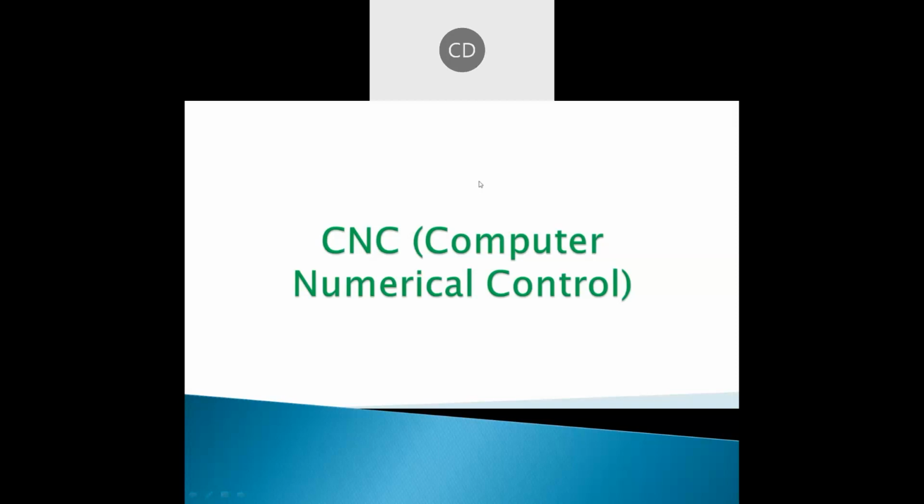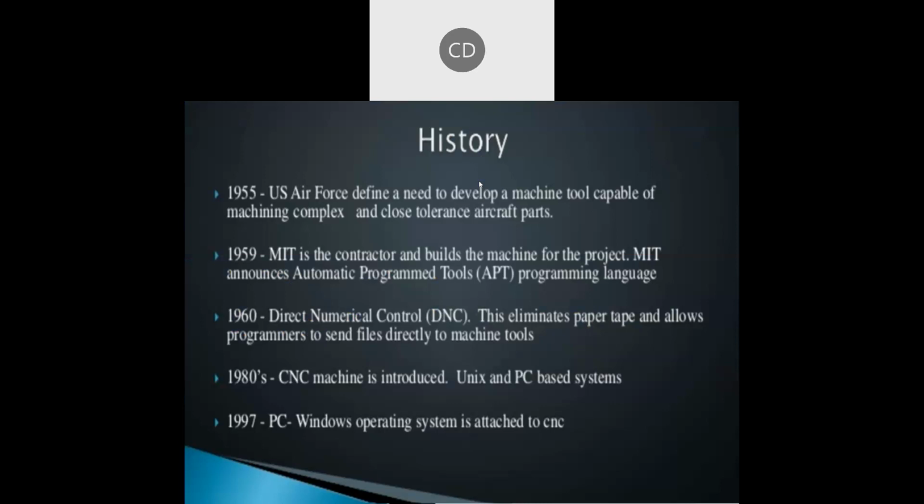So the next one, the history of CNC machine. How was the CNC machine developed? In 1955, the US Air Force needed to develop a machine tool capable of machining complex, close-tolerance aircraft parts. That is why the first CNC machine was developed in 1955. In 1959, MIT was the contractor and built the machine for the project, using automatic programmed tools, the APT programming language.